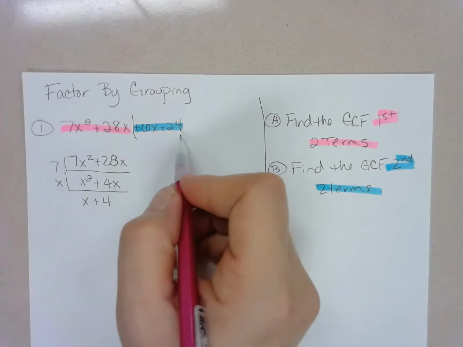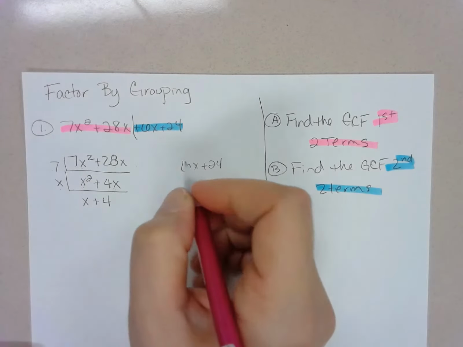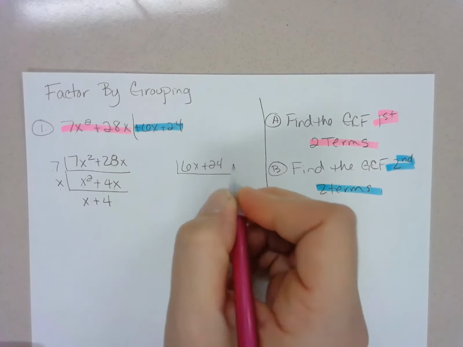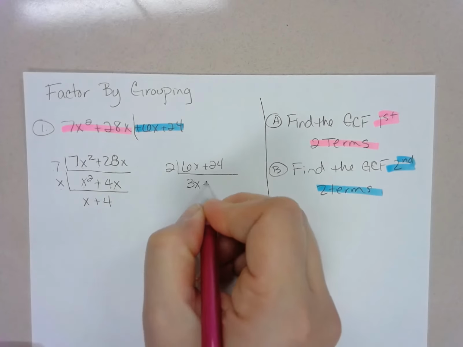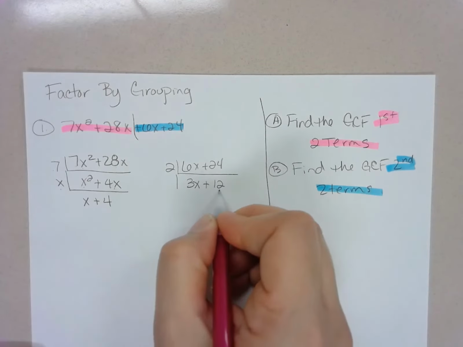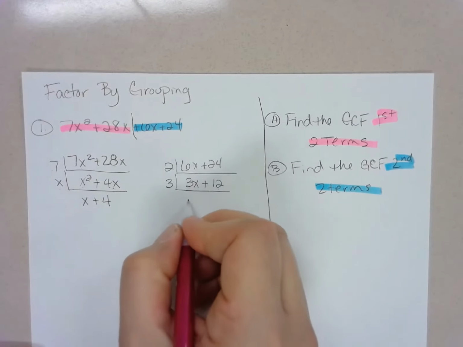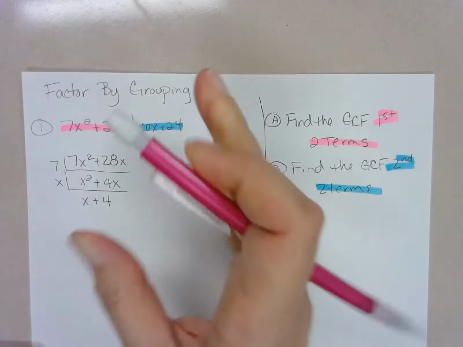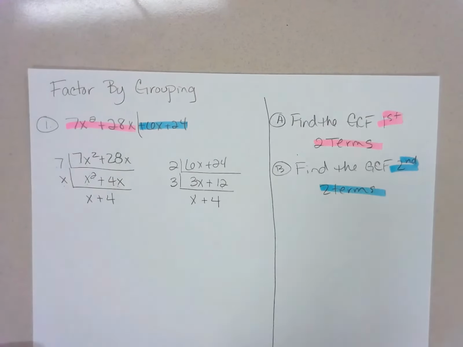Then I'm going to take the second two terms, 6x plus 24, and I'm going to do the same thing. I'm going to use the prime factors here. Both even, so I'm going to divide by 2. That leaves me with 3x plus 12. 3 is a prime number, and 12 is divisible by 3, so I'm going to use 3. 3x divided by 3 is x, and 12 divided by 3 leaves me with a positive 4.